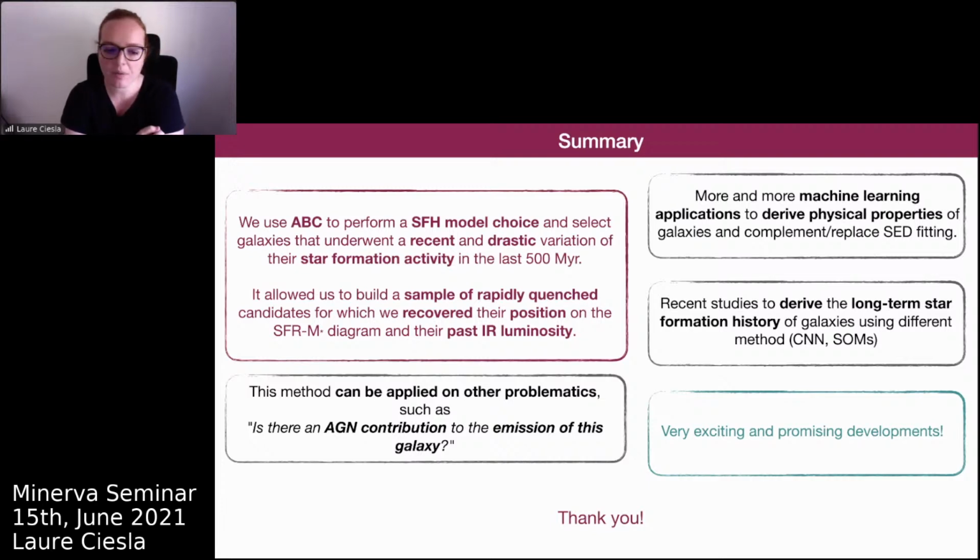So more and more machine learning approaches to derive physical properties of galaxy. These are recent work, 2019, 2020. So this is something very exciting and promising because it's completely under development and it's completely new. And from physical properties, you go easily to star formation history. So we will find more and more studies trying to recover the full history of the galaxies. Thank you.